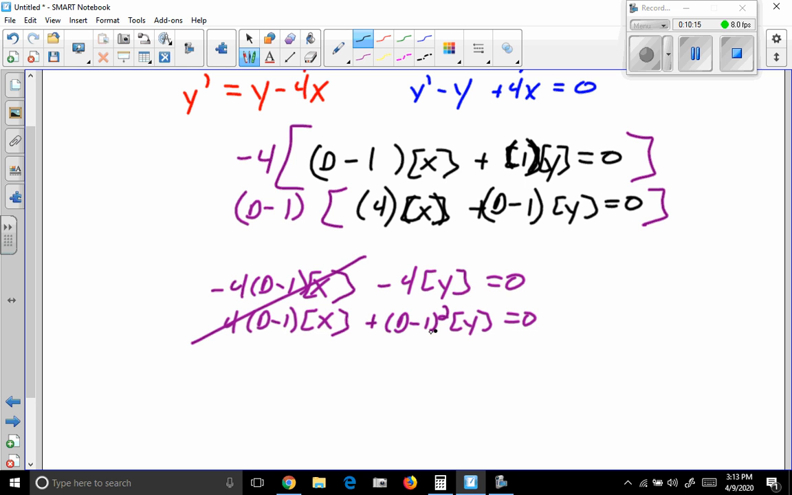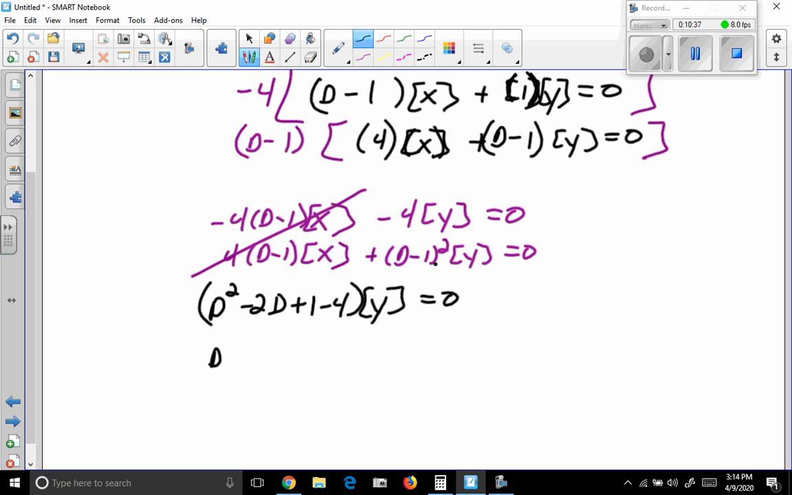Well, if we multiply that out, that's d squared minus 2d plus 1. And combining with that, then that's minus 4. And that's our operator for y. And that's a 0 on the other side. So if we combine those, our operator for y is d squared minus 2d minus 3. And that's our operation on y. So we can rewrite that as y double prime minus 2y prime minus 3y equals 0.